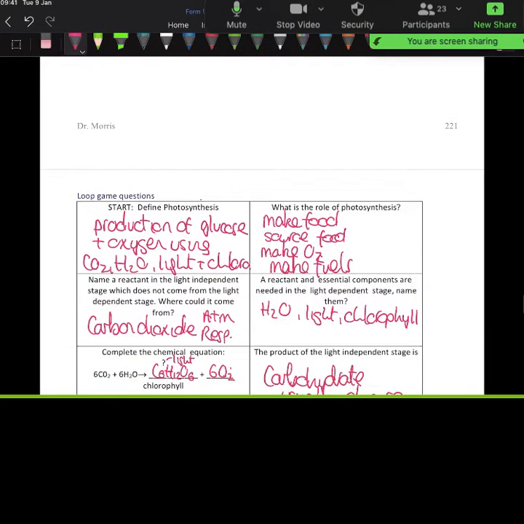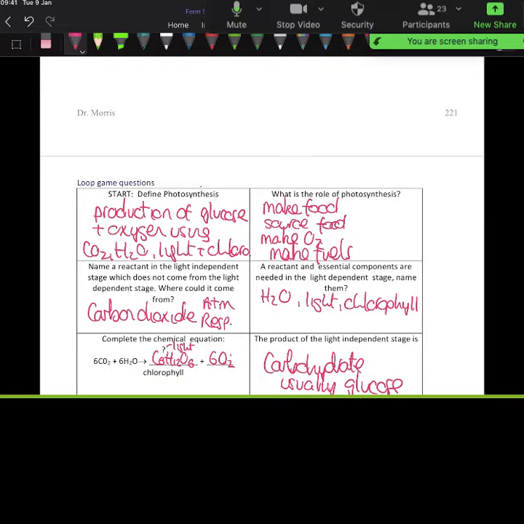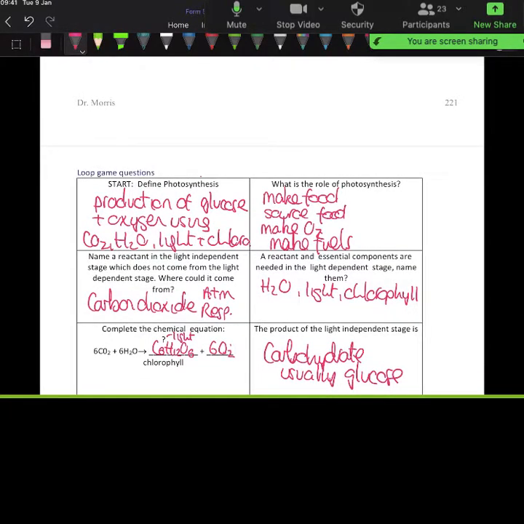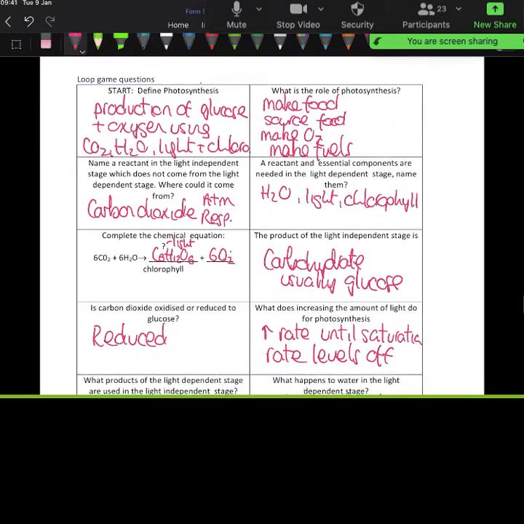A reactant in your light independent stage, which doesn't come from your light dependent stage, is carbon dioxide, and it comes from the atmosphere or respiration. A reactant and essential component needed in your light dependent stage is water, light and chlorophyll. This was missing light over the arrow and C6H12O6 plus 6O2.